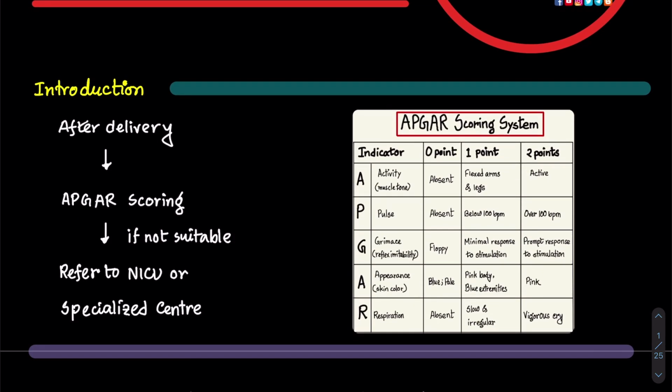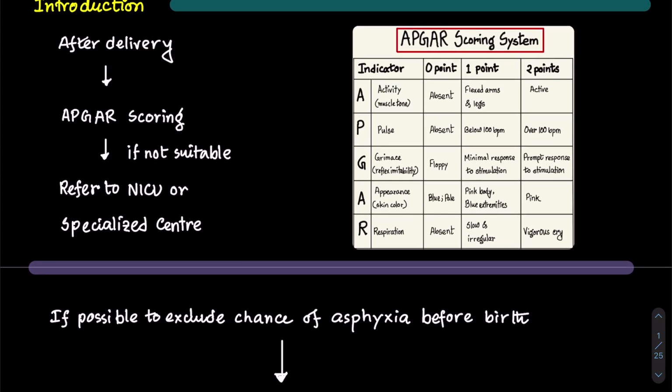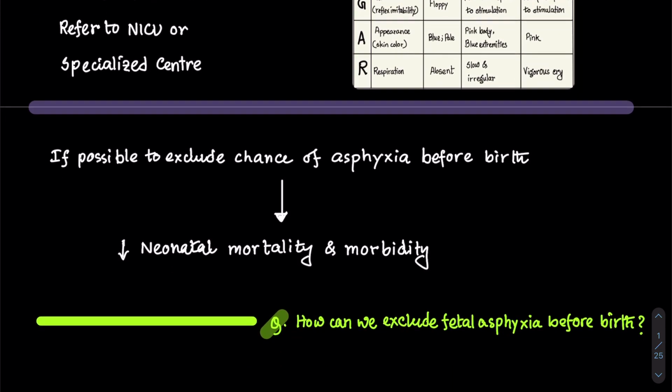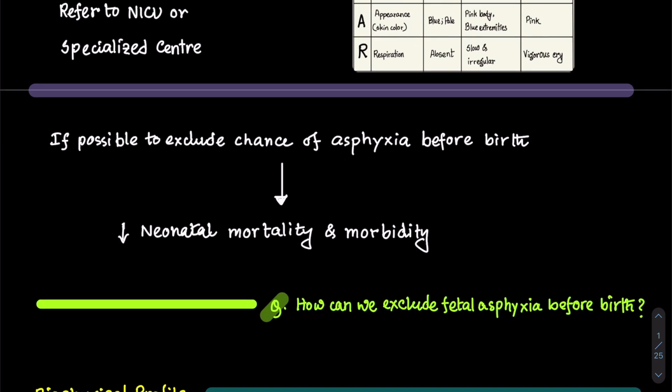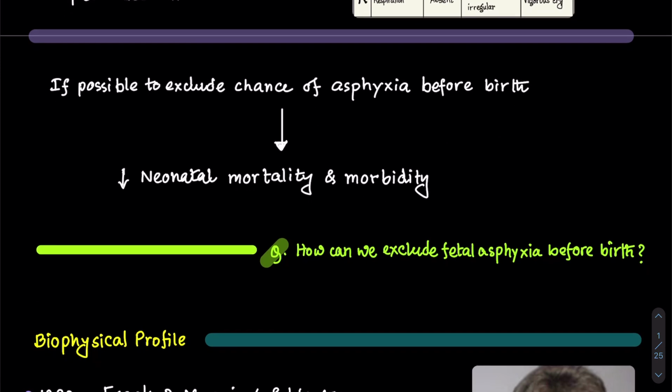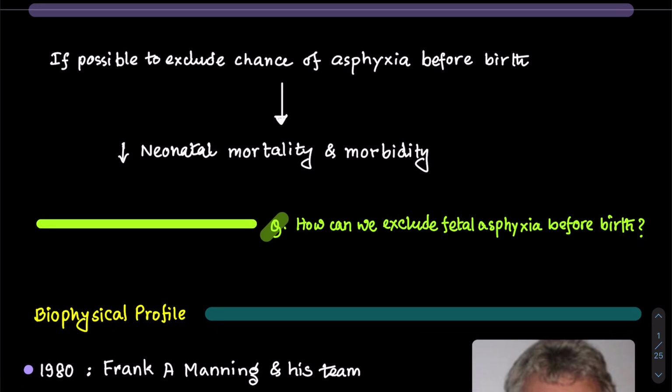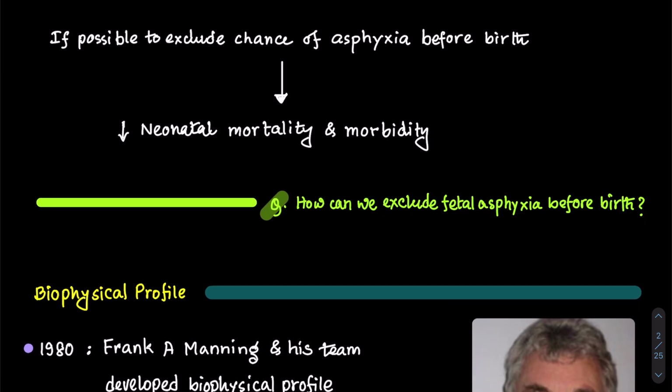After each delivery, we commonly check the neonatal well-being using Apgar scoring system. If the baby's condition is not suitable, we usually transfer the neonate to intensive care unit or refer it to a suitable specialized center for a better management. If we could check the fetal well-being or could exclude the chance of asphyxia before birth, then the rate of neonatal morbidity or mortality might be controlled more easily. Do you know how to exclude hypoxia before birth? Well, that's what we are going to learn today.